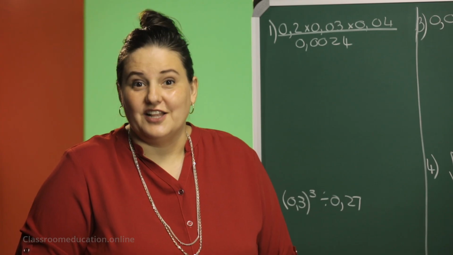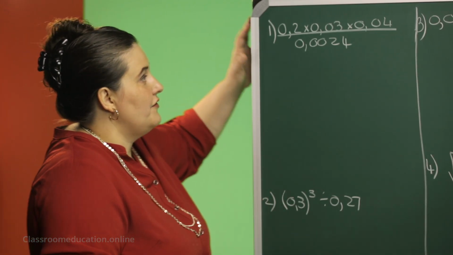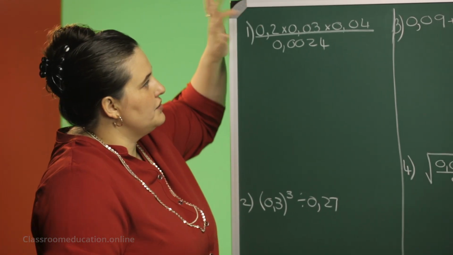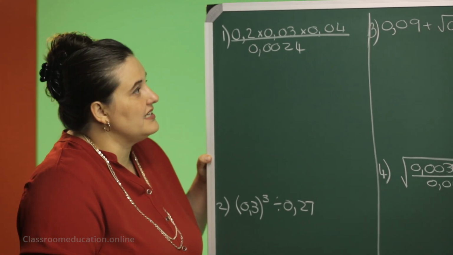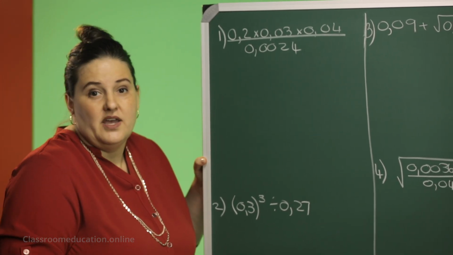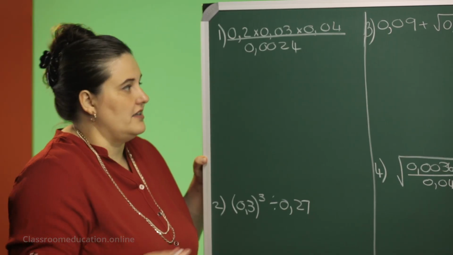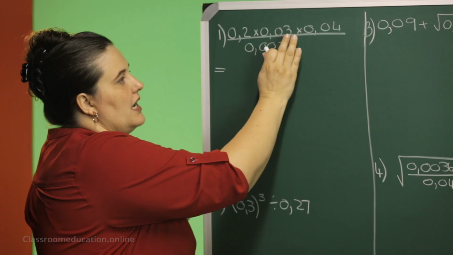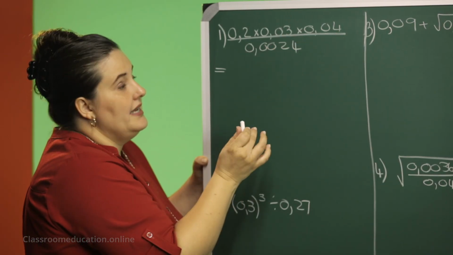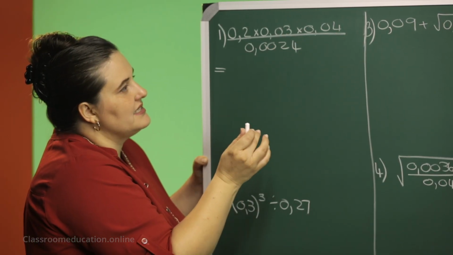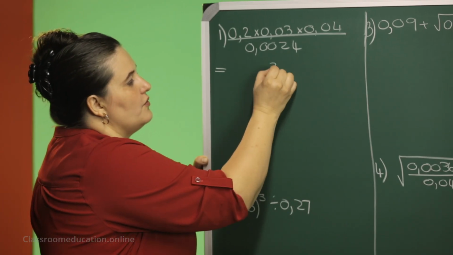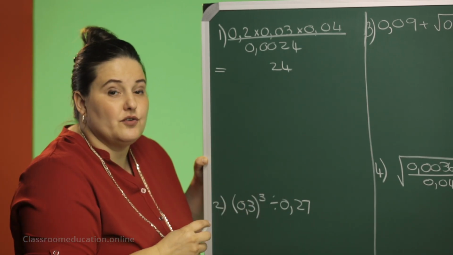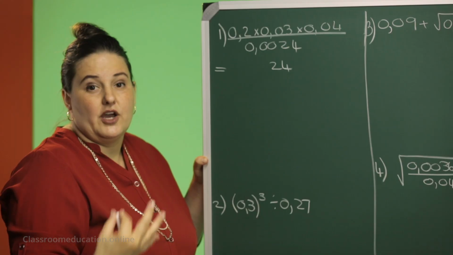Let's have a look at the calculations. First one, 0,2 times 0,03 times 0,04. Now you can apply the short method. You can say, ignore the commas. So 2 times 3 times 4 is, 2 times 3 is 6, 6 times 4 is 24. Now you need to write the decimal number. How are we going to write it?